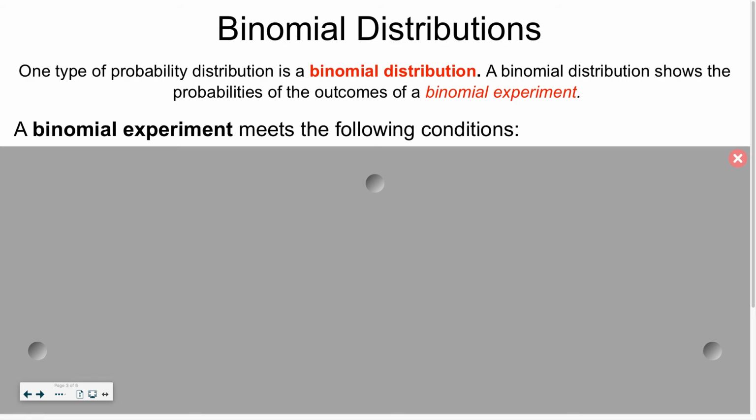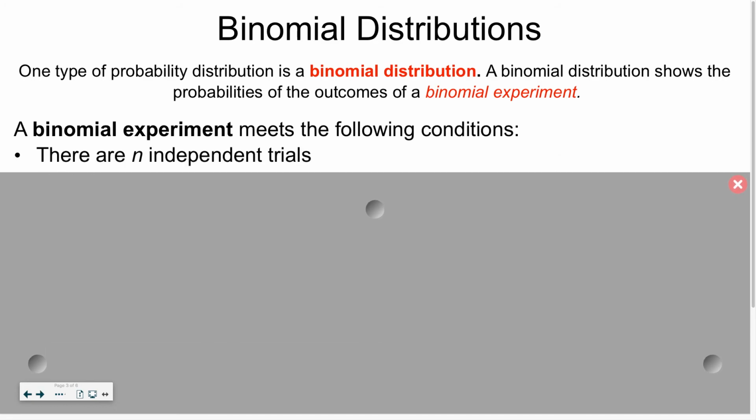One type of probability distribution is the binomial distribution. This shows the probabilities for the outcomes of a binomial experiment. That doesn't really help me. I don't know what any of that stuff is. What is all this binomial business, right? Okay. So now we're going to talk about what is a binomial experiment.